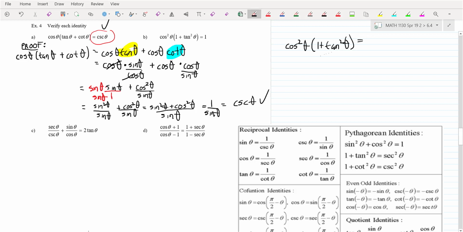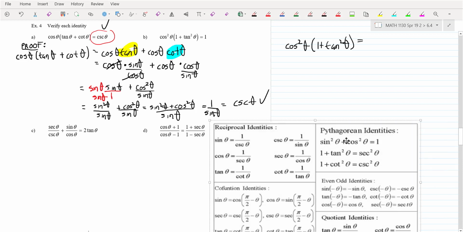So my thought on this one would be, and I actually have 2 thoughts. I think most students would probably think, oh, let's just do distributive property, which is totally fine if you want to do that. But here's what I have. Here's my thought. 1 plus tangent squared is secant squared. Just plug it in, okay?